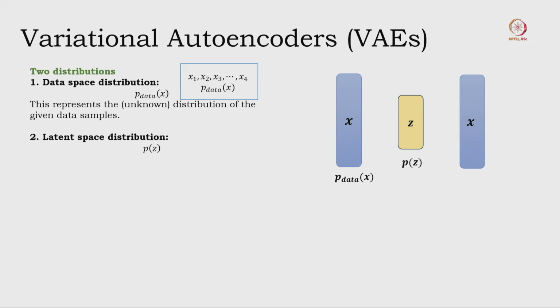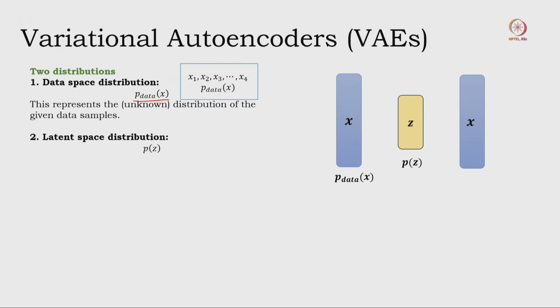Now, there are two distributions that we have. All we have is just the data, and that data belongs to some distribution. Which distribution it is, we have to learn, but we definitely know that the data belongs to some distribution. Out of the two distributions, the first is the data space distribution, which we denote as P data of x. What exactly is it? It is the distribution of our input data.